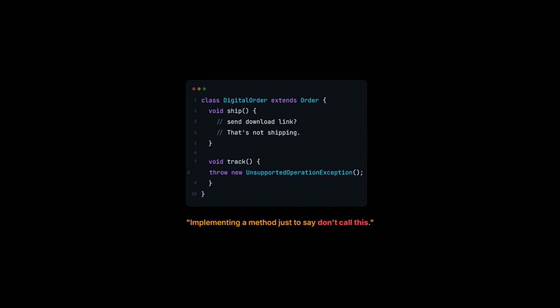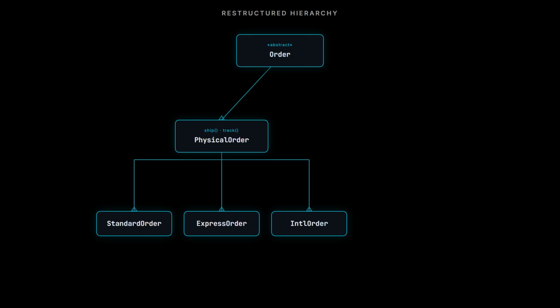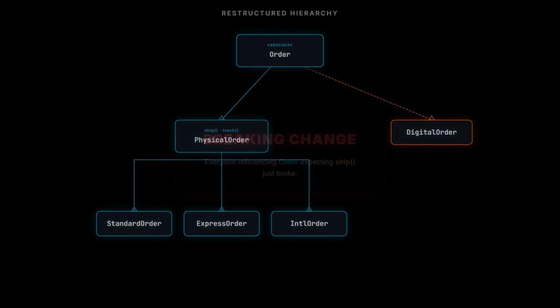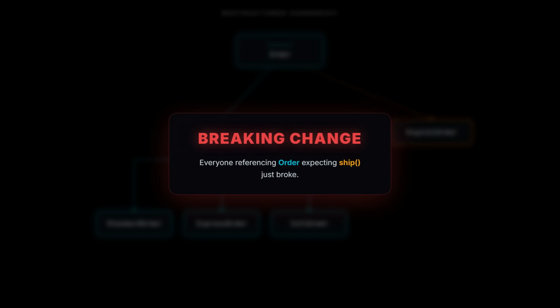Okay, fine, we can fix this. We'll restructure. We pull ship and track out of the base order class and create a middle layer called physical order that contains those methods. Then standard order, express order, and international order extend physical order, while digital order extends order directly. But now we've broken everyone who is referencing the original order class, expecting it to have a ship method. We've forced a refactor across the entire codebase.